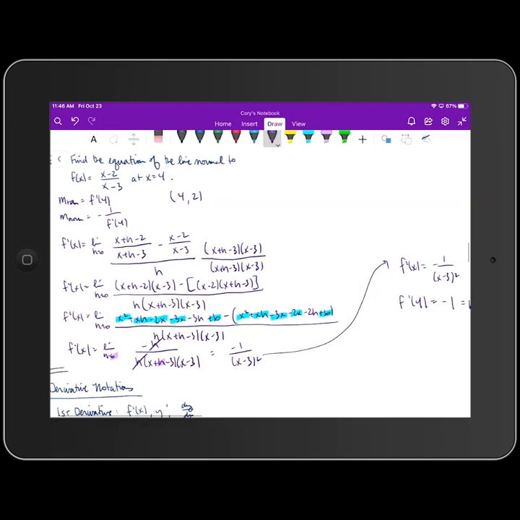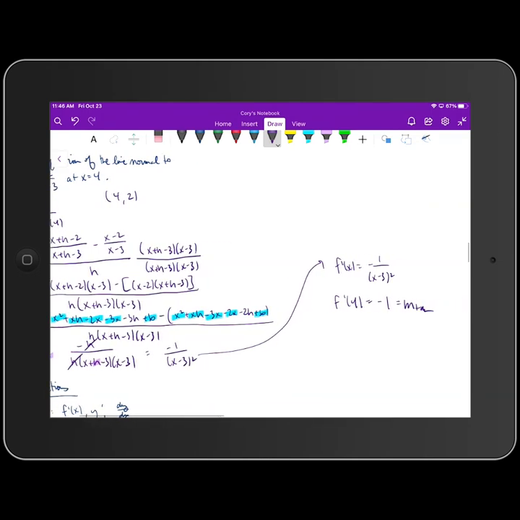We want to find the normal line equation, so we have to calculate the slope of the normal line. So the slope of the normal line is going to be the negative reciprocal of the tangent line. So the negative reciprocal of negative 1 is 1. And then our point of tangency is the point 4, 2. So once we have slope and point, we can plug that into our point slope formula, which is y minus the y coordinate 2 equal to the slope 1 times x minus the x coordinate 4. All right, and that right there is our normal line equation.